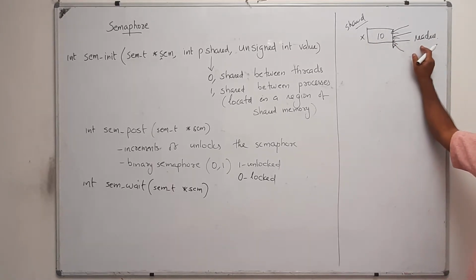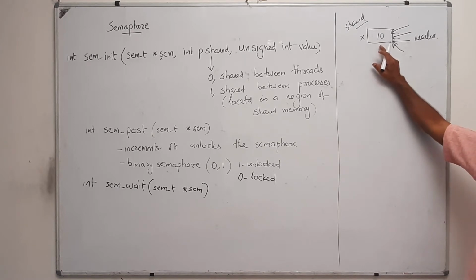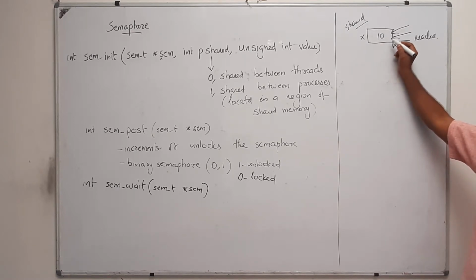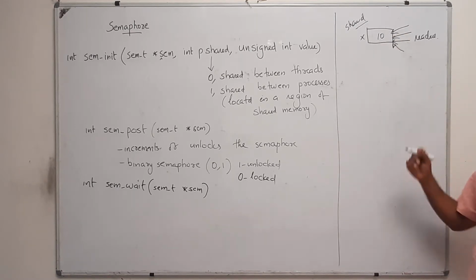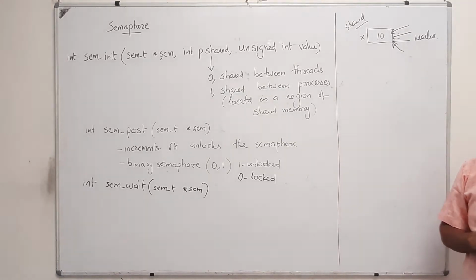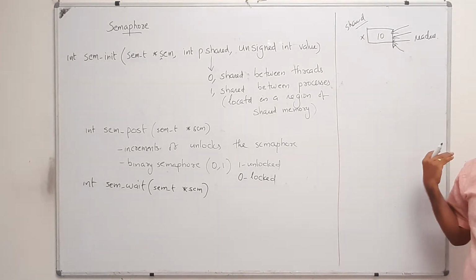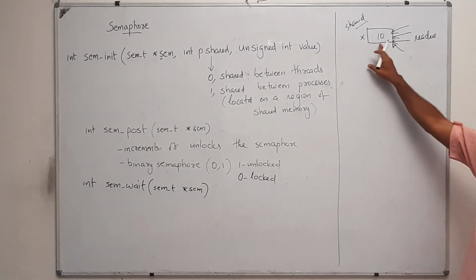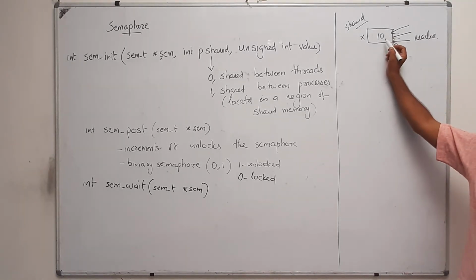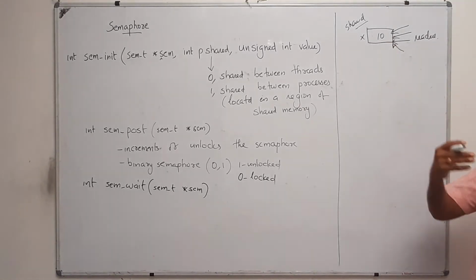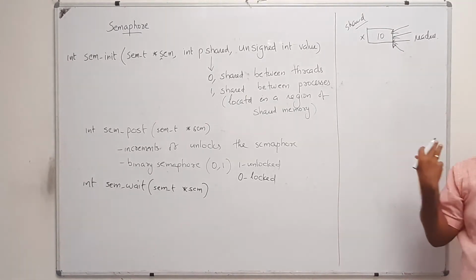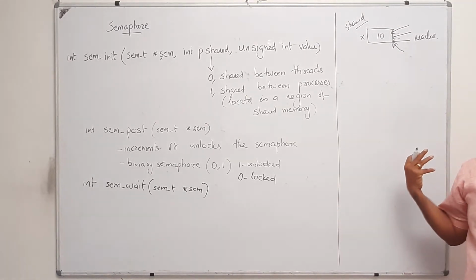Suppose many processes or threads are reading the variable. If they are only reading it, there is no need to lock it, because reading is non-destructive. That means the value of x is not modified. So at the same time you can have any number of readers.